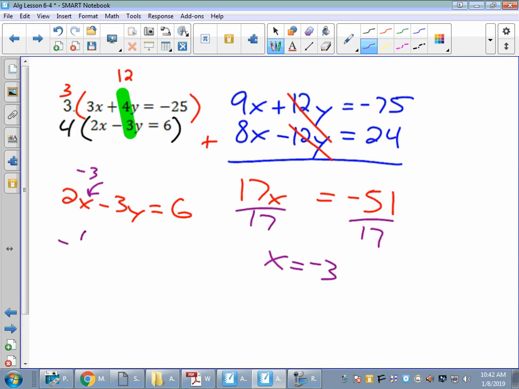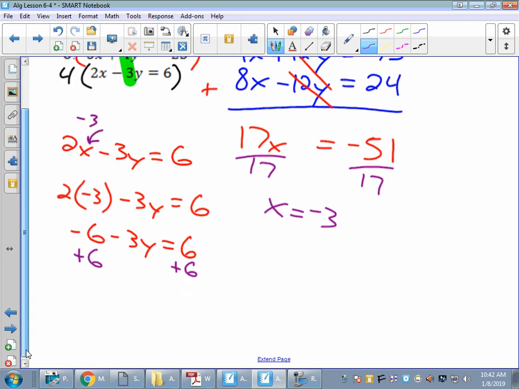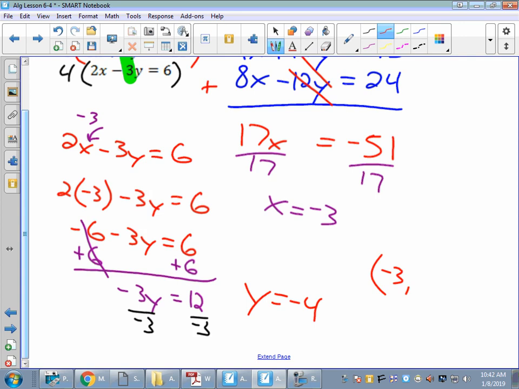So let's just write that out before we do anything crazy. It'll be 2 times -3 minus 3y equals 6. And now I have -6 minus 3y equals 6. And then I'm going to add 6 to both sides. So these are gone. -3y equals 12. And then when I divide through by -3 on both sides, I end up with y equals -4. So my ordered pair now would be -3, -4.